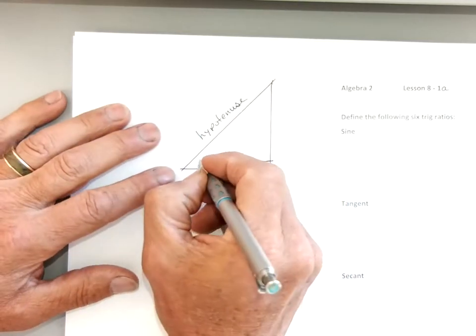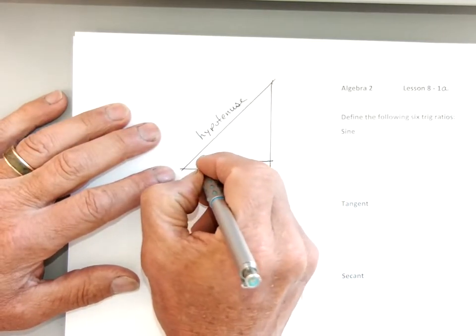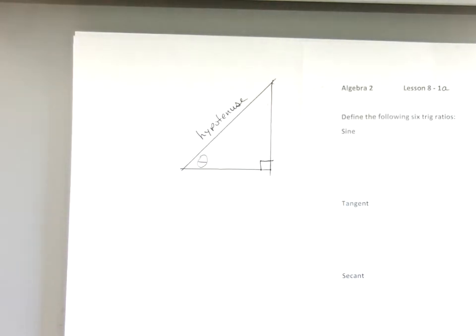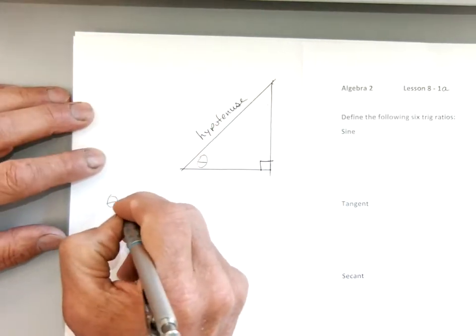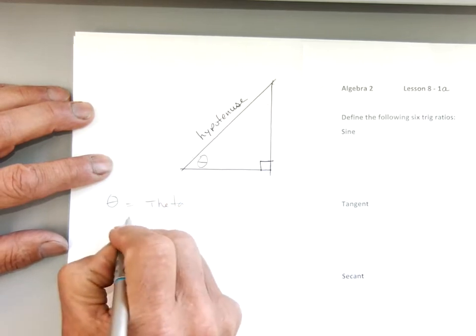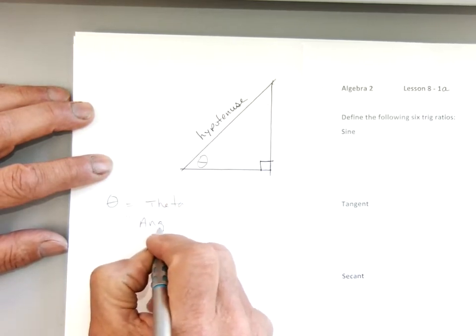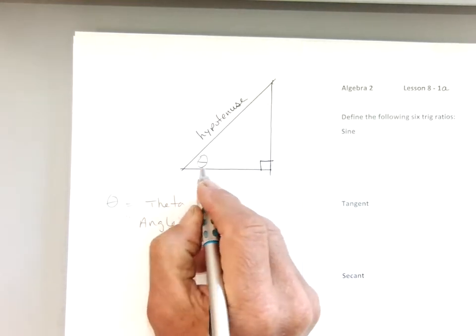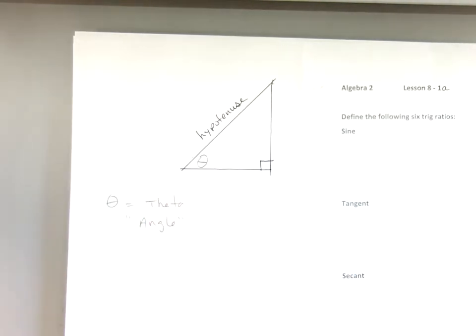And so I'm going to use this symbol, theta, okay? Theta is just a symbol for an angle. It's a Greek letter, but for us, it just means angle. So when you see that symbol, it means angle for you, okay?